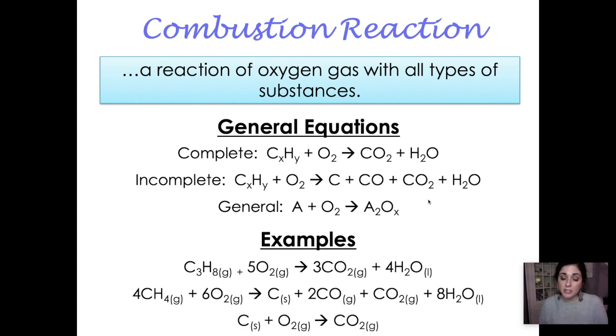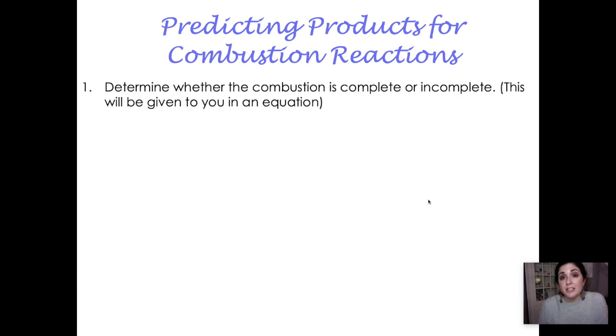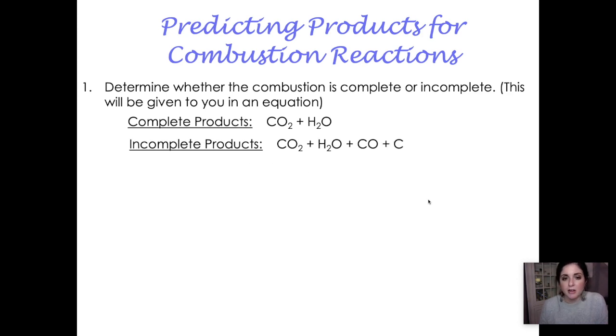Except if you have this next one. So this is just a general combustion reaction. Carbon reacting with oxygen to produce carbon dioxide. Predicting the products for these is very simple because honestly, you just have to determine whether it's complete or incomplete. I give this to you. 99% of the time, it's going to be a complete combustion reaction, which means your products are carbon dioxide and water. If it's incomplete, you do tack on those additional two products.